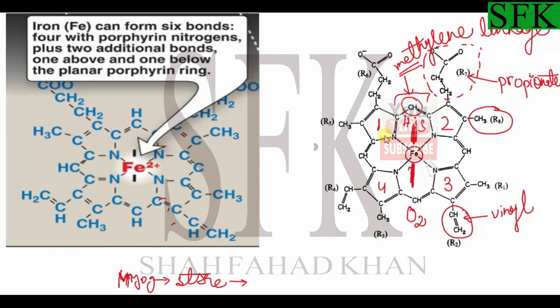Do check that out. Right, so this is basically the tetrapyrrole ring. This diagram is taken from your book, Lippincott. Iron can form six bonds: four with porphyrin nitrogens, and two additional bonds, one above and one below the planar porphyrin ring. Okay, this porphyrin ring is planar.